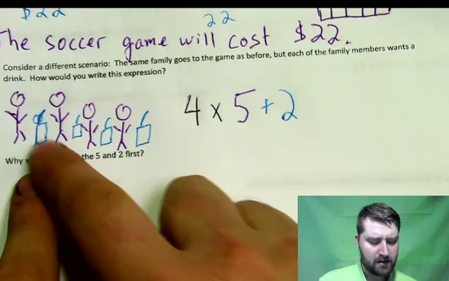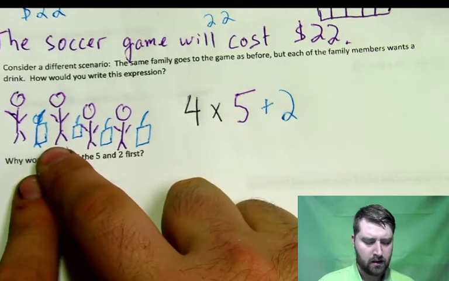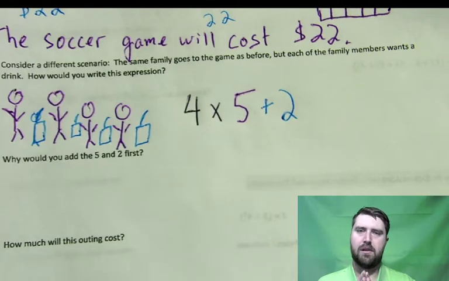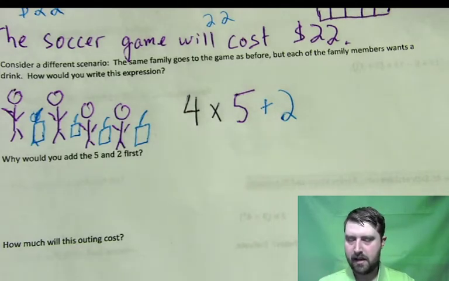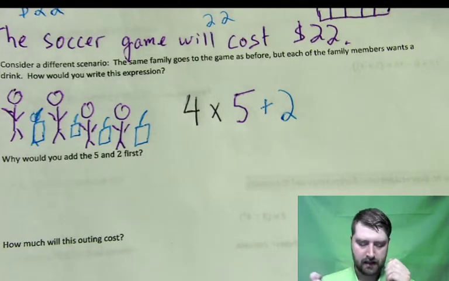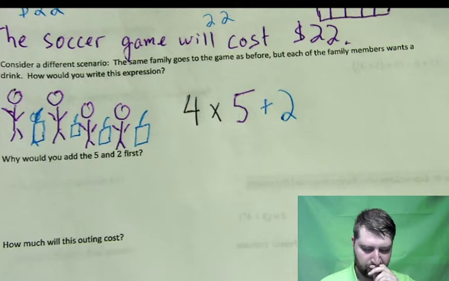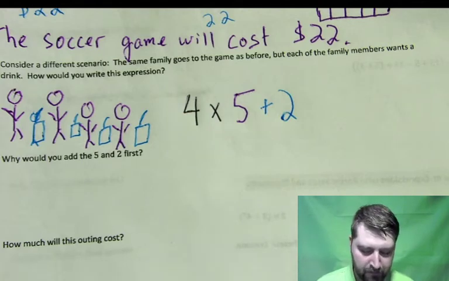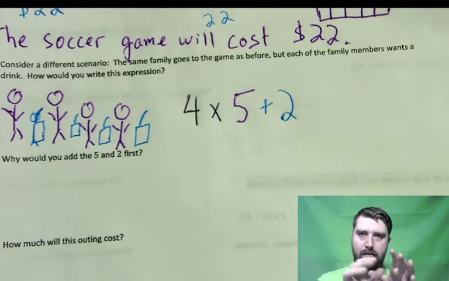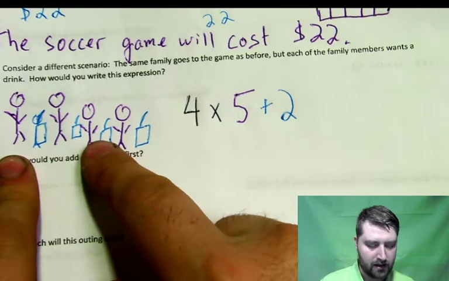Now that every person has a soda, we can find the total cost of each person. So I want you to think about that. How much does each person have to pay? They have a ticket and a soda. $5 ticket, $2 soda. Absolutely, it is $7. So $5 for a ticket, $2 for the soda is $7 altogether. And then there's 4 of those. So $7, $7, $7, $7.